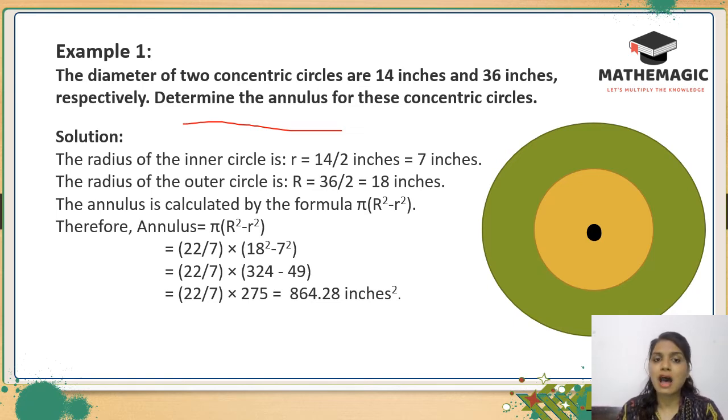So after substituting the value and solving it, we get the answer, that is 864.28 inches square. I hope this example is clear. Now let's see another real life example.